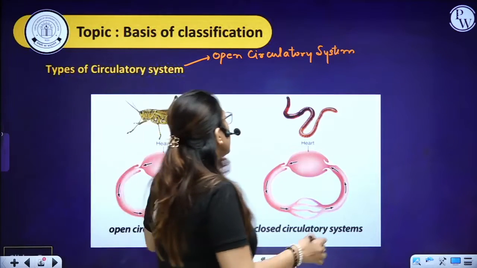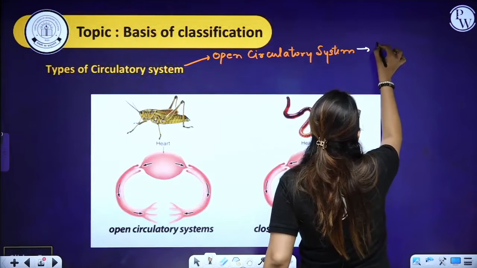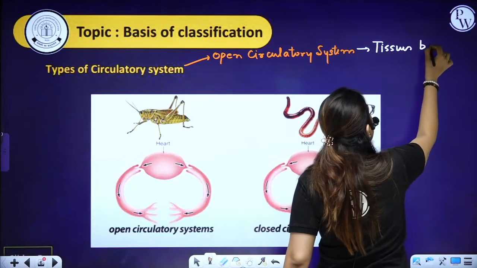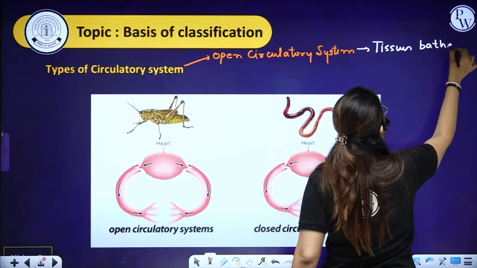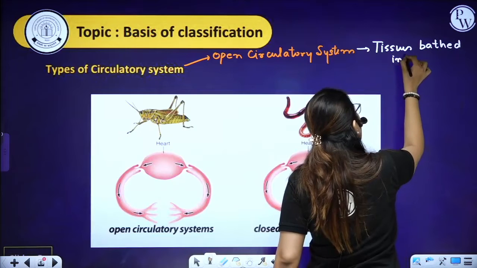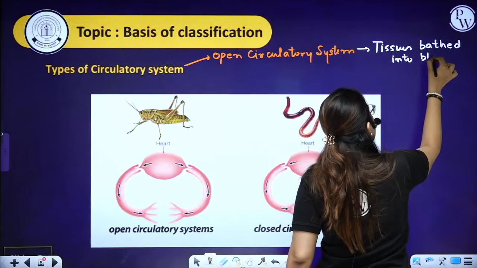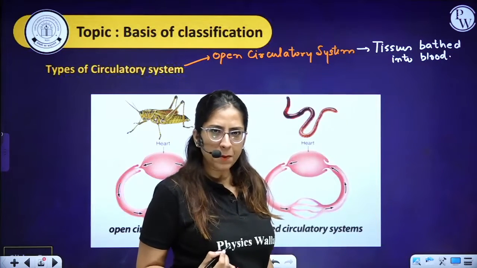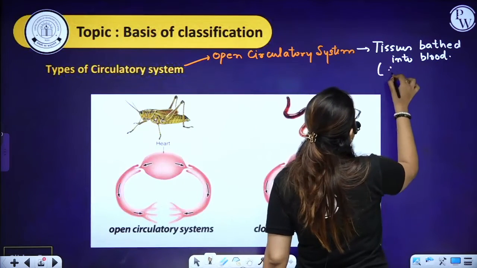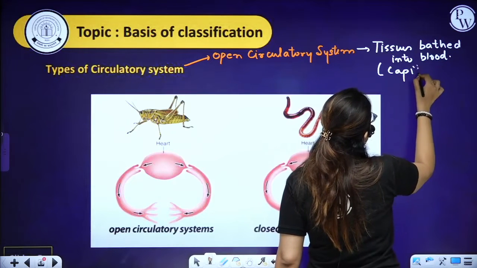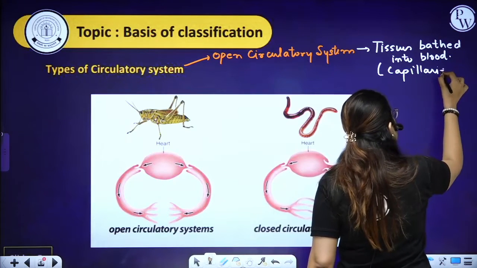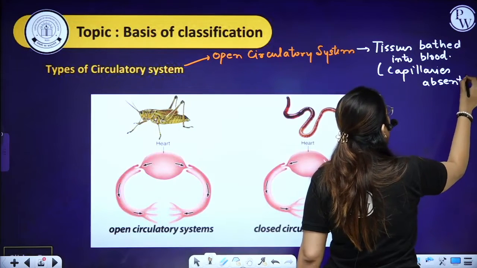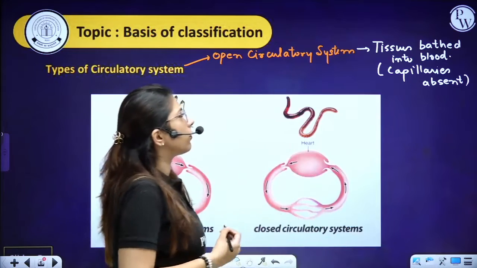So in this case, in the simplest way I can write, tissues bathed in blood. That means tissues are in direct contact with blood. So what is absent over here? That means capillaries are absent. Clear? Open circulatory system.